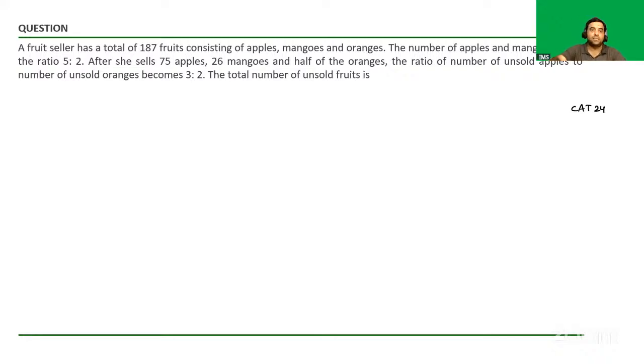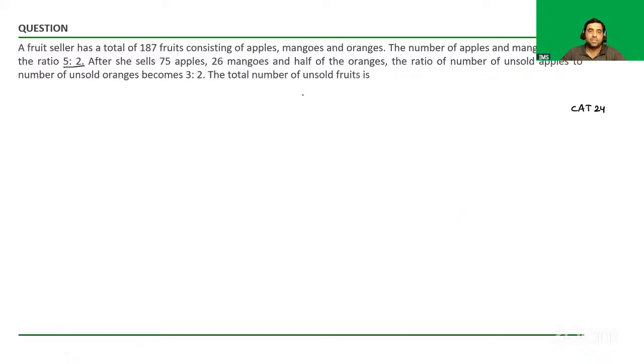It says, a fruit seller has a total of 187 fruits consisting of apples, mangoes, and oranges. So the total number of fruits is 187. The number of apples and mangoes are in the ratio 5:2. So that means the ratio of apples to mangoes is 5:2.